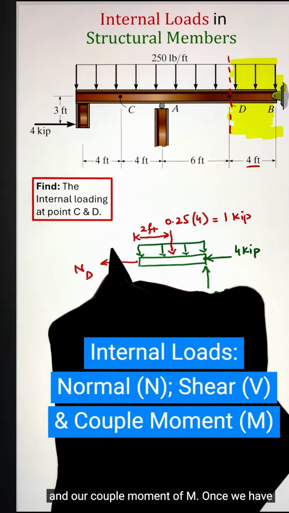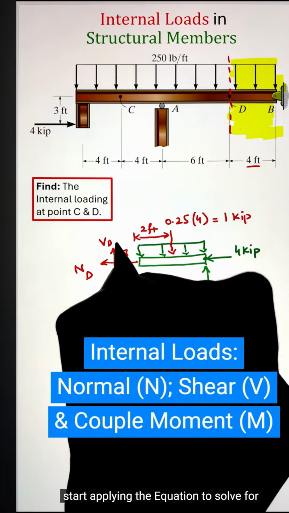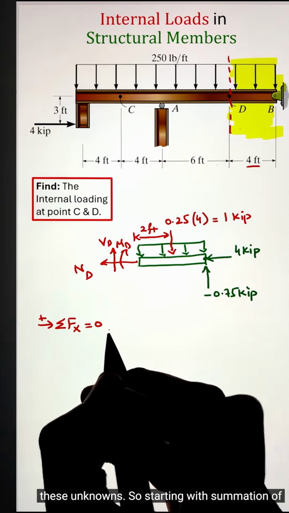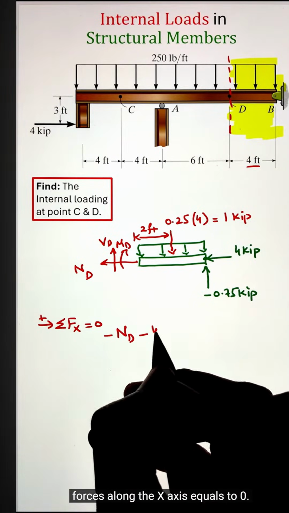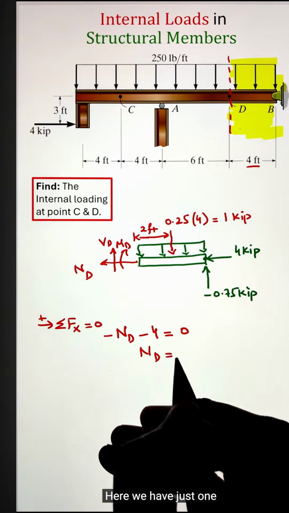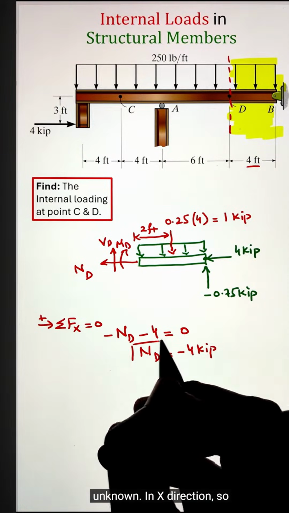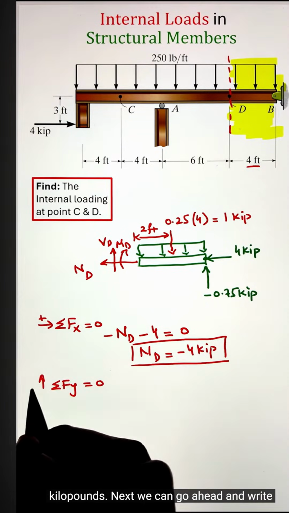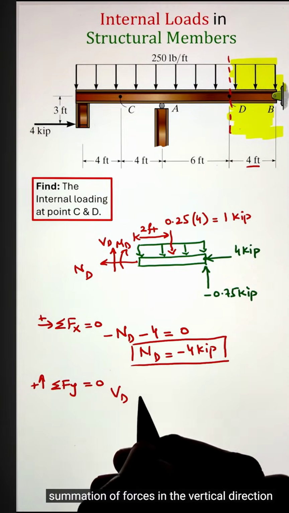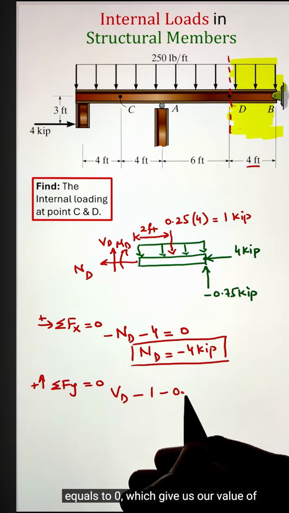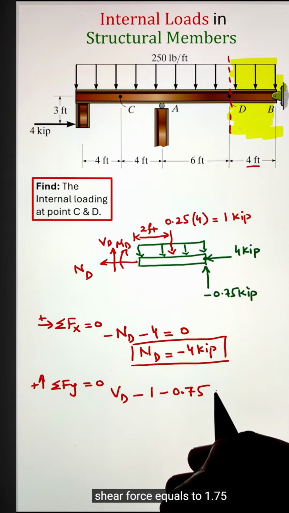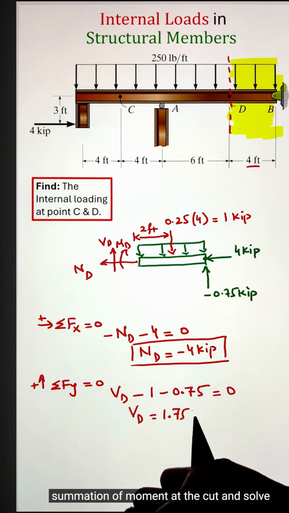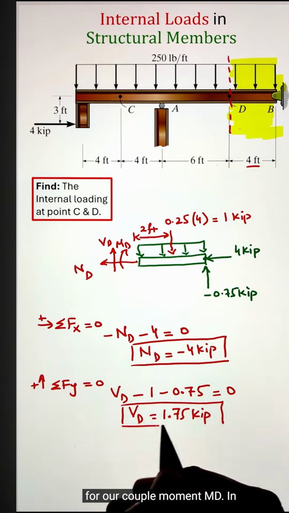Now at the cut, we will have 3 internal loads: N as normal force, V as shear force, and a couple moment of M. Once we have the free body diagram, we can start applying the equilibrium equations to solve for these unknowns. So starting with summation of forces along the x-axis equals 0, here we have just one unknown in the x direction. So our normal force is equal to negative 4 kilopounds. Next, we can write summation of forces in the vertical direction equals 0, which gives us our value of shear force equal to 1.75 kilopounds. Finally, we can do the summation of moment at the cut and solve for our couple moment MD.